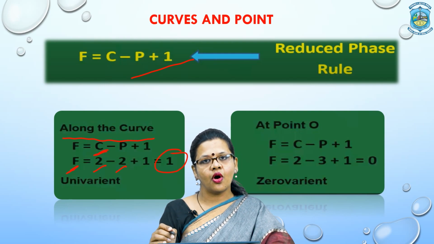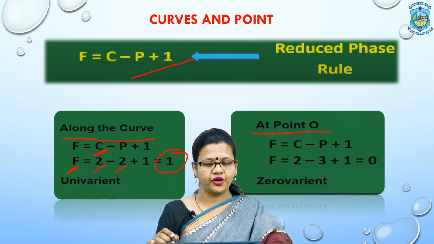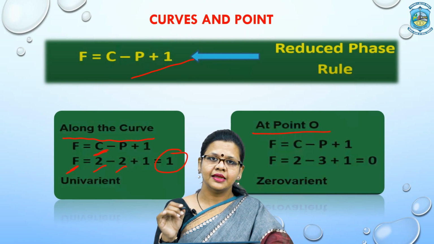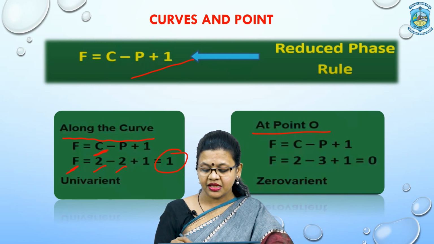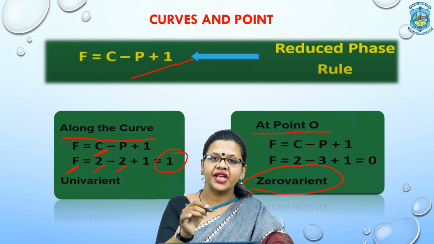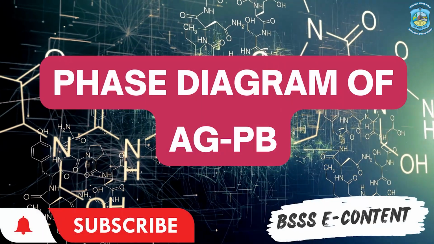But when the same law is applied on the point O, which is the eutectic point of the system, there, as I already told you earlier, these points are invariant or non-variant. That means they have 0 degrees of freedom. We do not have any freedom to change the conditions at which this particular point will appear.